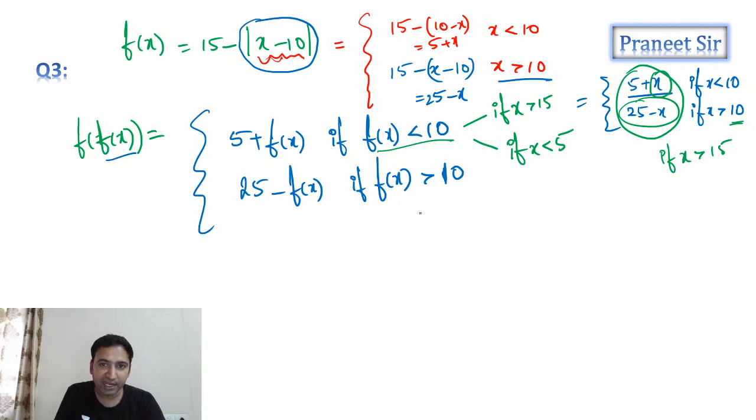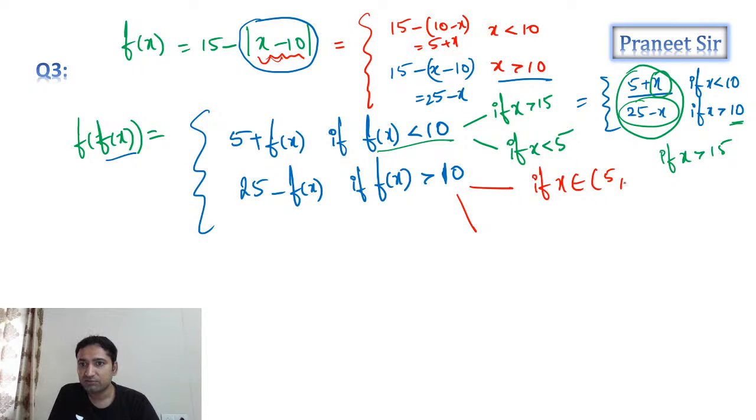Same way, we can analyze this condition also. When f of x is greater than 10, if x belongs to 5 to 10, clearly we can say if x is lying between 5 to 10, it is greater than 10. And if x is lying between 10 to 15, then it should be greater than 10 too. So in total we are getting 4 intervals, guys.